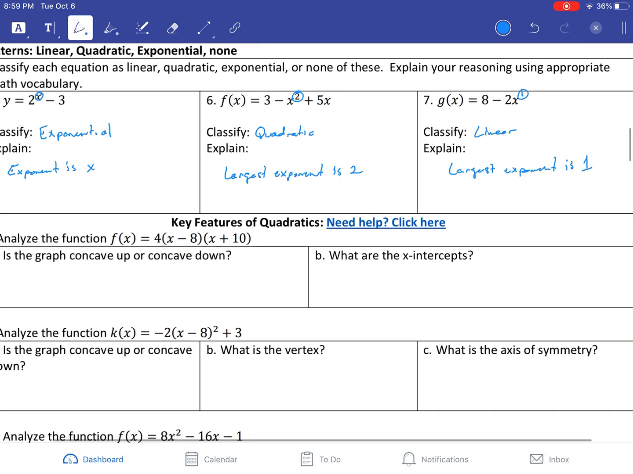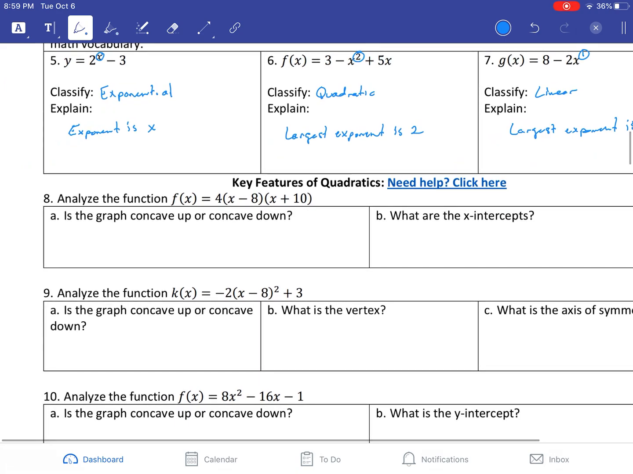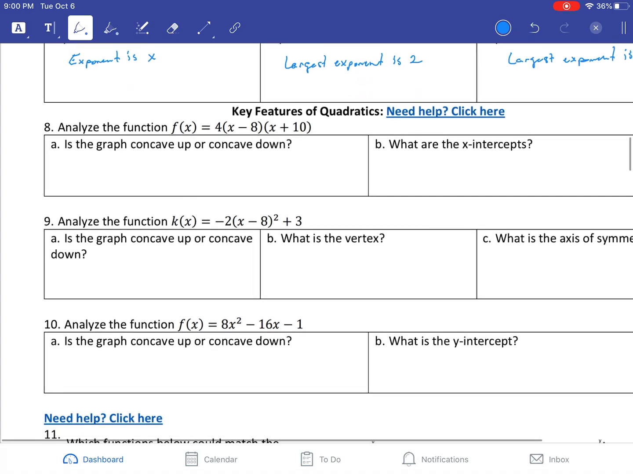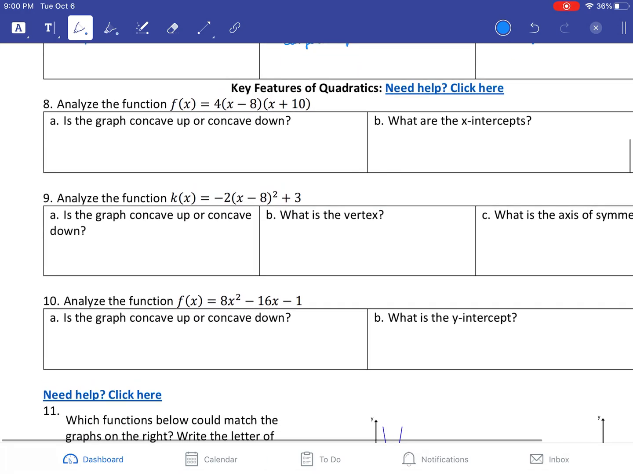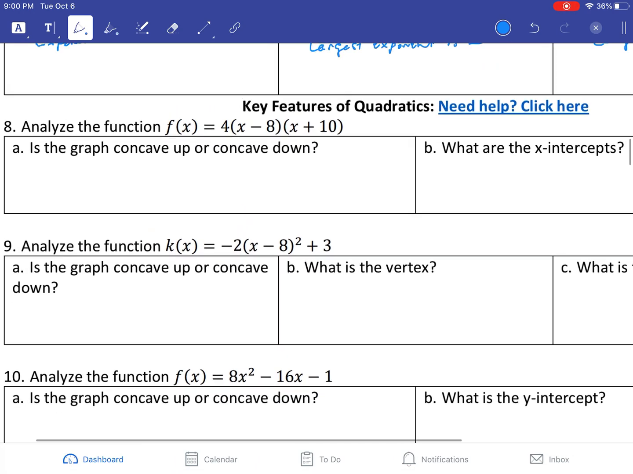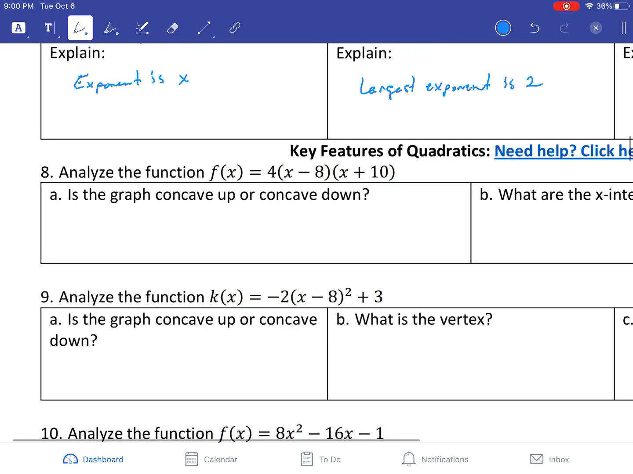All right. Key features of quadratics. So these are the formats that we saw at the very top of the page. So this number 8, there are 2 factors. So there's a factored format. Is it concave up or down? We can tell by the number out in front is a positive, so this is concave up.